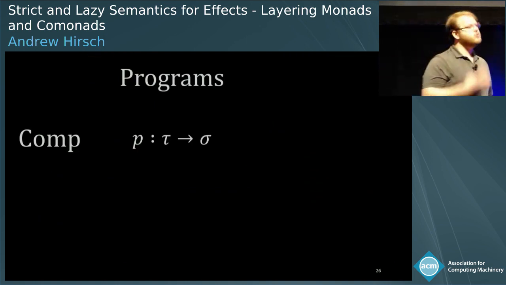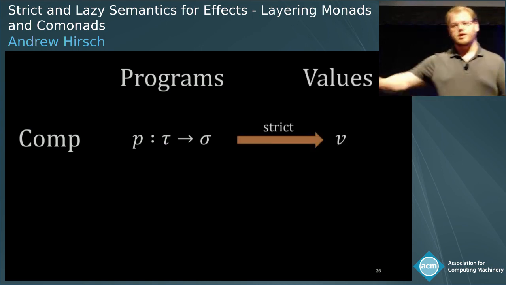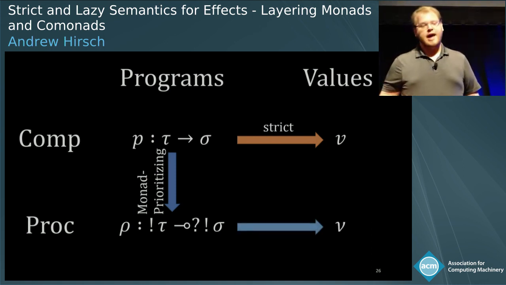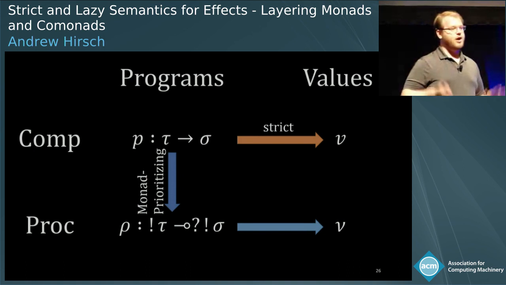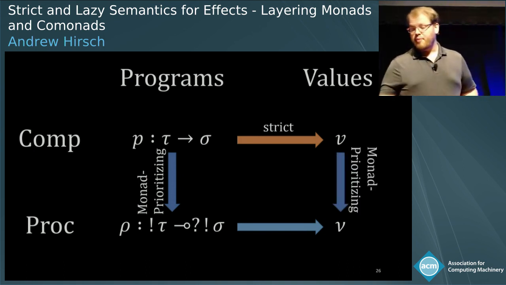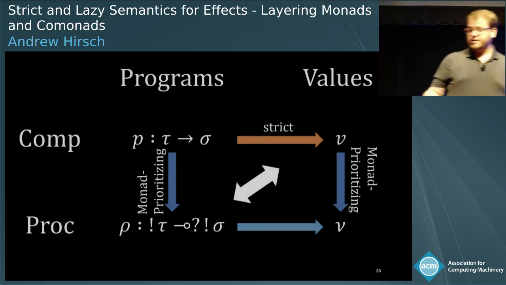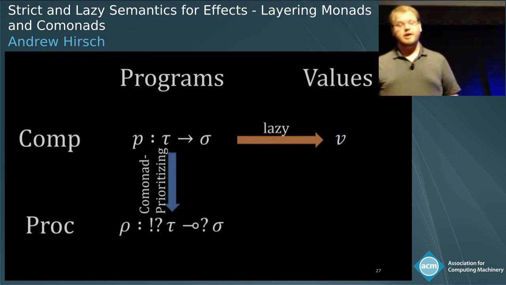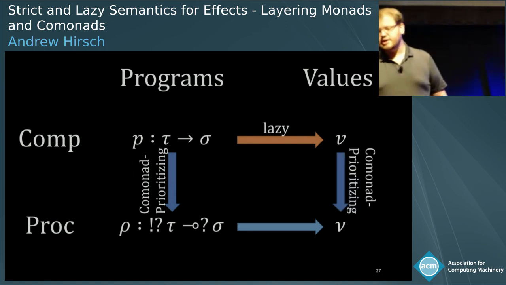So we actually do prove that this works for our example languages. So if you take a comp program from tau to sigma, and you evaluate it strictly to a value, or you layer it with the monad prioritizing layering, embedding it into our linear language, you can evaluate that proc program to a value. Note that this is linear, so there is no strictness and laziness to worry about. Everything works out the same. Embedding this with the monad prioritizing layering, I've written kind of suggestively here, does indeed get you the same result. And from the point of view of lazy programs, the same thing holds, evaluating a program lazily or embedding it using the comonad prioritizing layering. After evaluating this proc program, does indeed give you the same result.